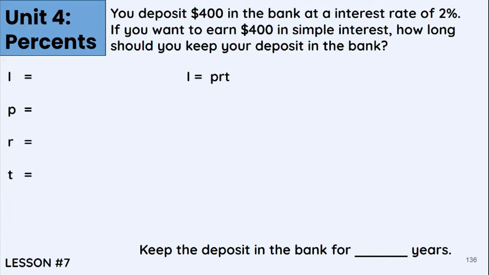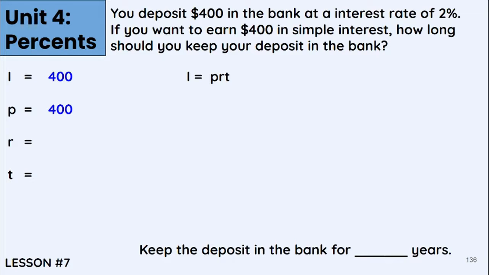You deposit $400 in the bank at an interest rate of 2%. If you want to earn $400 in simple interest, how long should you keep your deposit in the bank? So we want to earn $400 in simple interest. We're going to deposit $400 into the bank. So the interest we want is $400. The principal we start with is $400. So basically we want to double the amount in our bank account.